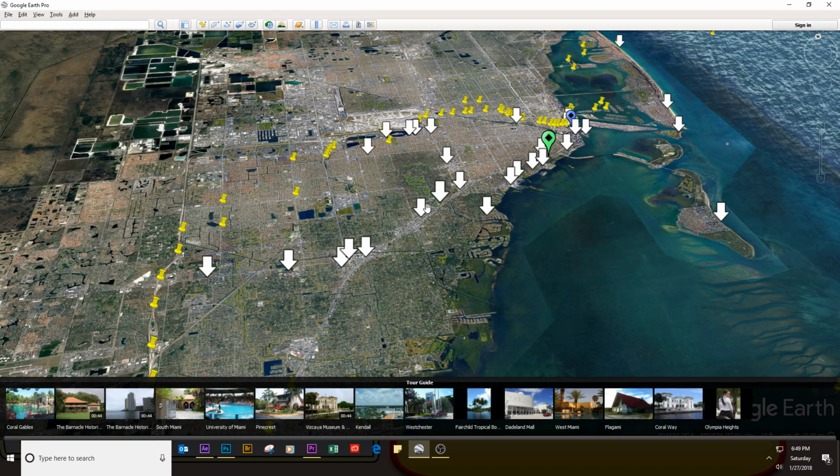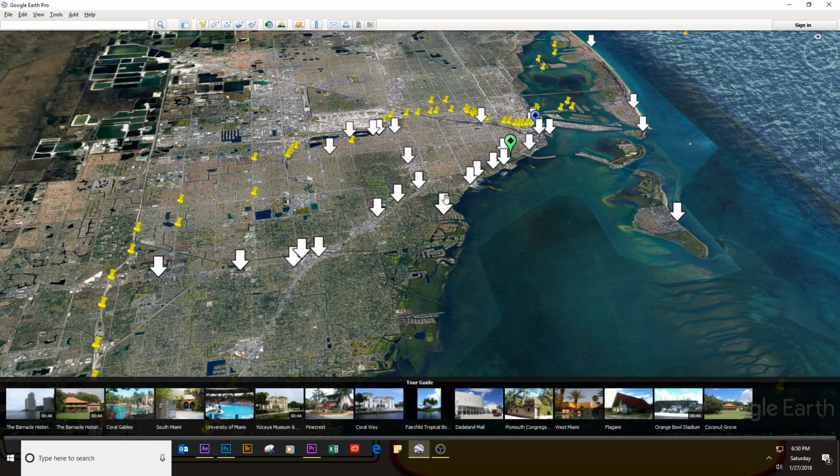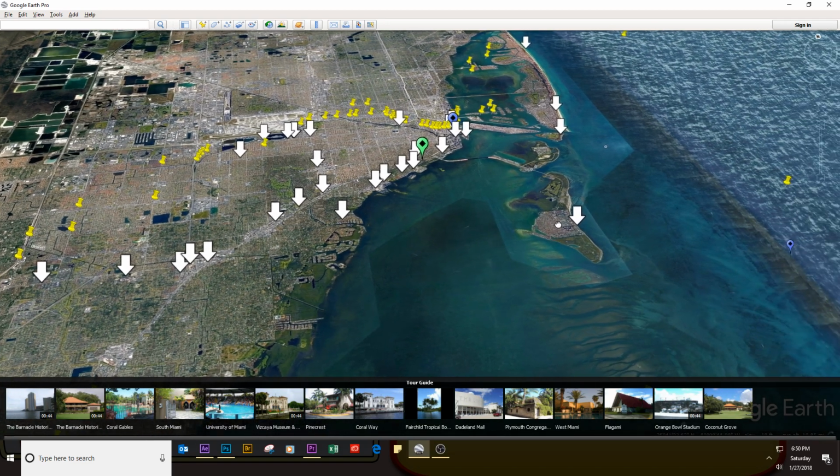This shouldn't be here. These two shouldn't be here. This is where the University of Miami is, and it's just dormitories. It's another isolated building here. Now, this is Key Biscayne.